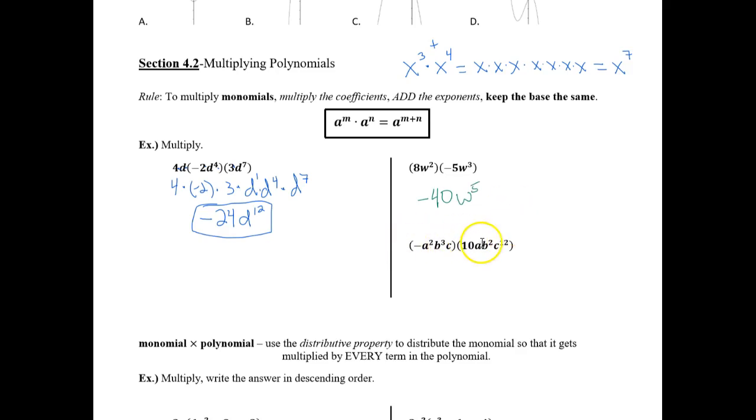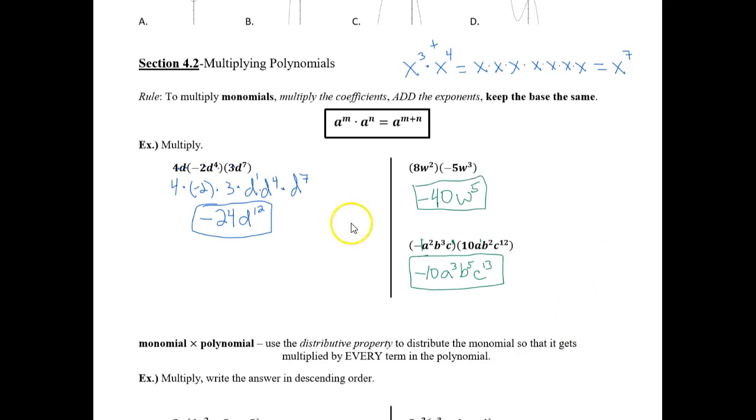And down here, I'll do the same thing. I'll multiply the coefficients, and then the a's, and then the b's, and then the c's. So I've got negative 1. If it helps you, you could write a 1 here. Negative 1 times 10, you get negative 10. A squared times a, there's 1a over here, so a squared times a would be a cubed. B cubed times b squared, 3 plus 2 is 5, so b to the 5th. And c times c to the 12th, that's 1c over here, plus 12 would give me 13. And that's as far as you can go with that.